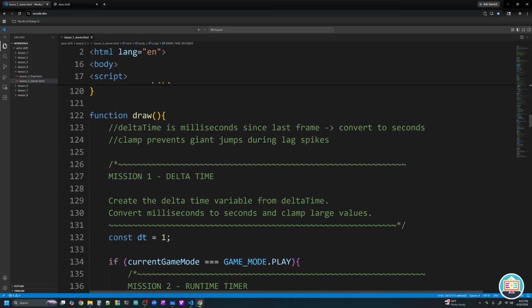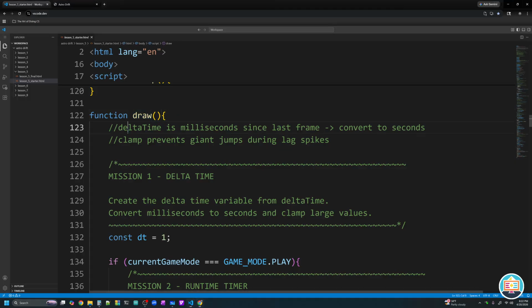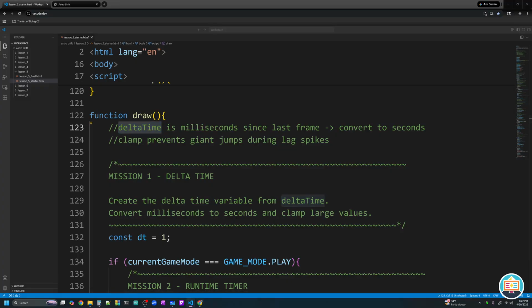So now let's take a look at mission number 1. It puts us right here in the draw function. And so the first thing that we're going to do is talk about this new variable called delta time. Delta time is a built-in variable that measures the number of milliseconds that have occurred since the last frame was processed. All right, so how many milliseconds has happened since the last frame?